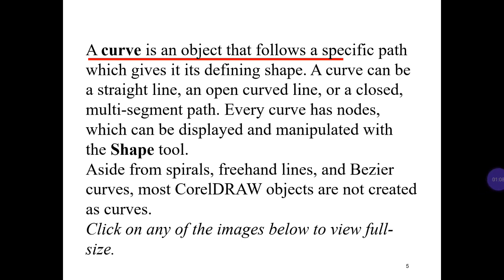A curve is an object that follows a specific path which gives it its defining shape. A curve can be a straight line, an open curved line, or a closed, multi-segment path. Every curve has nodes which can be displayed and manipulated with the Shape tool. Aside from spirals, freehand lines, and Bezier curves, most CorelDRAW objects are not created as curves. Click on any of the images below to view full size.